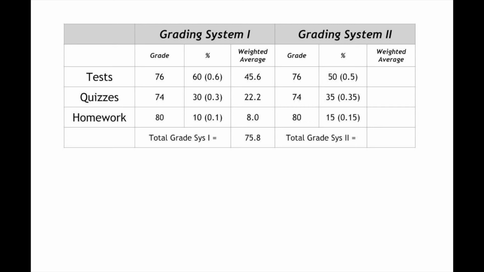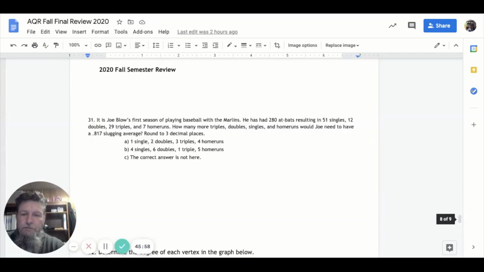How about the second part? 76 times 0.5 is 38. 74 times 0.35 is 25.9. 80 times 0.15 is 12. 38 plus 25.9 plus 12 equals 75.9. Well, in this case, Chris would be better off with grading system number 2.